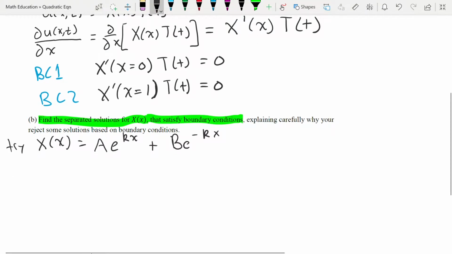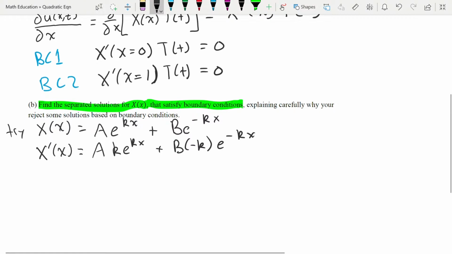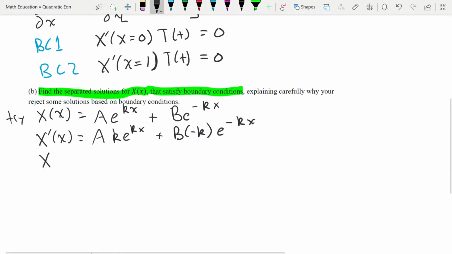So our boundary conditions are expressed in terms of the derivative, X prime. So let's find X prime of x. So we're going to take the derivative of this. So we've got a k e to the kx plus b negative k e to the negative kx. And let's evaluate that at boundary condition 1, which says that little x is equal to 0. It's got to be equal to 0.